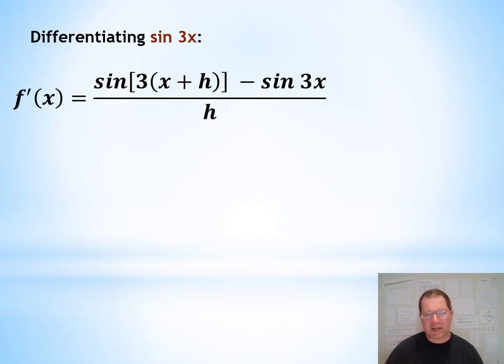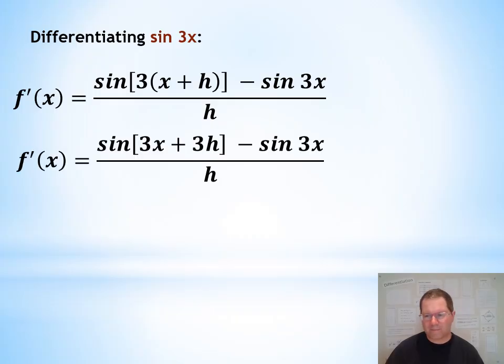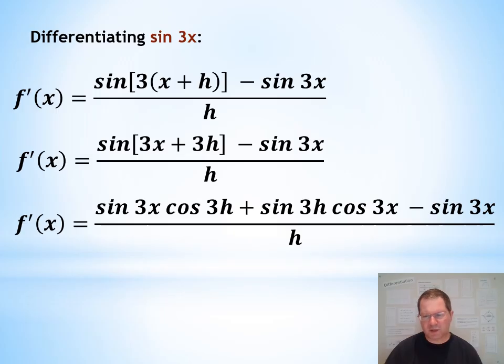Okay, we're now going to have a look at what happens if we have things like y equals sine 3x or cos 3x. So if we replace the x with x plus h, we get sine 3 lots of x plus h. Before we apply the compound angle formula, I'm just going to rewrite that as sine of 3x plus 3h. So again, we know that sine of a plus b is sine a cos b plus sine b cos a. So sine of 3x plus 3h is the same as sine 3x cos 3h plus sine 3h cos 3x.